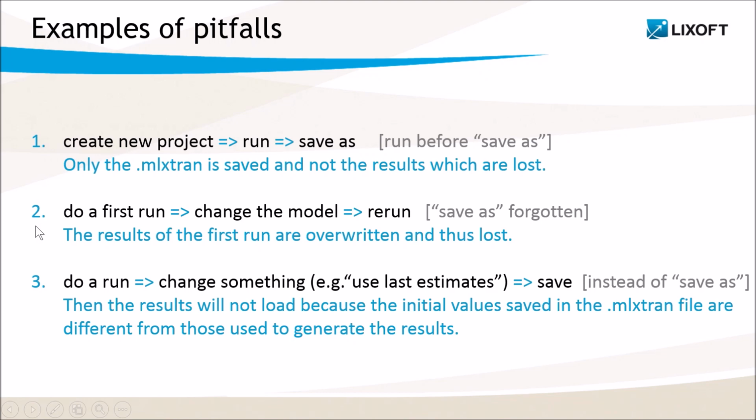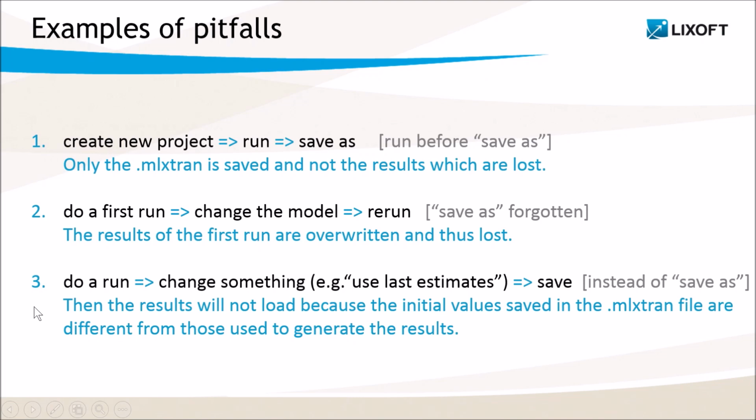What can also happen is if you do a first run, then you change the model and then you rerun and you forget to do the save as. Then the results of the first run are overwritten by the second run and are thus lost.